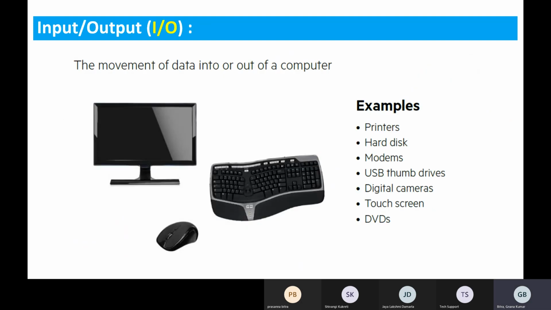And input output is the movement of data into or out of the computer. Examples of input output systems are printers, hard disks, modems, USB thumb drives, digital cameras, touch screens, DVDs, and so on.